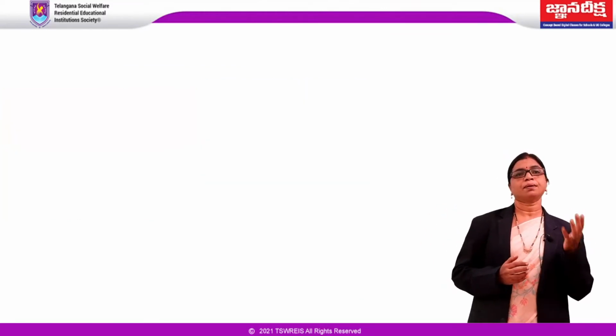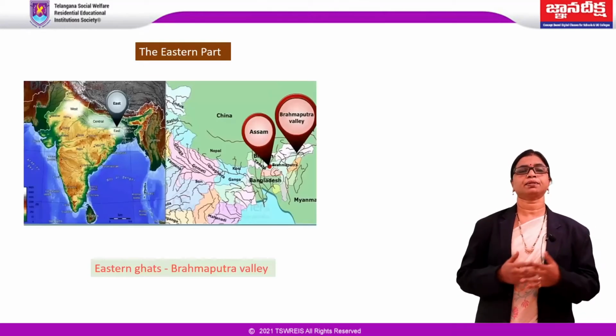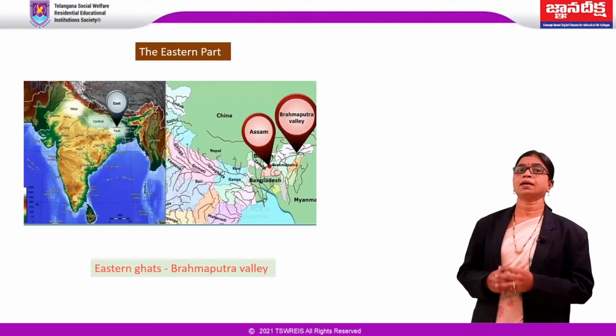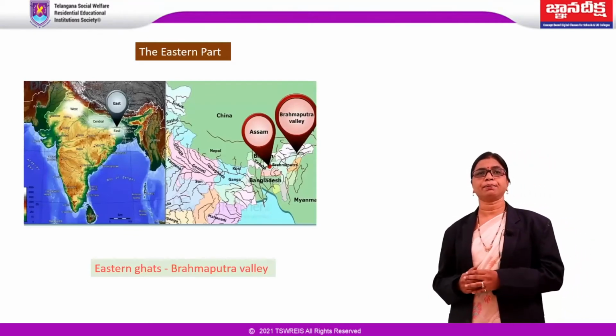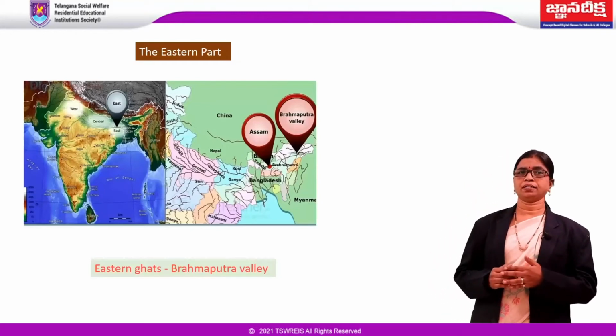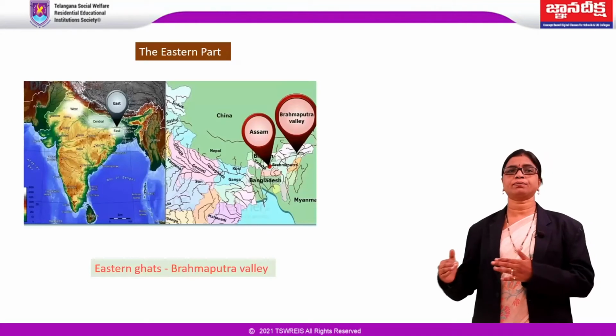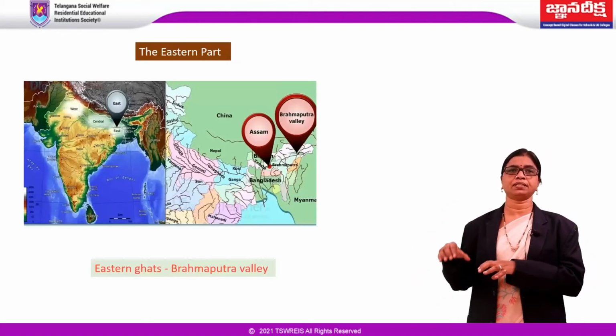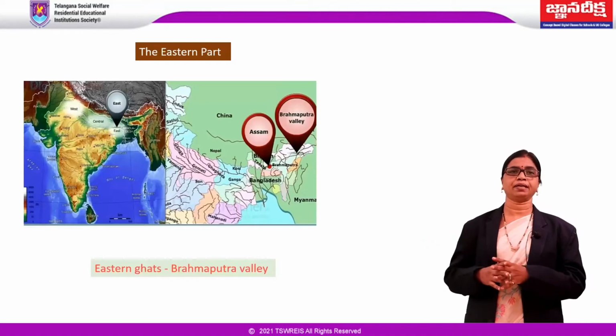The eastern part mainly exists in the Brahmaputra Valley of Assam. Apart from forming the Indo-Gangetic Plains, the rivers flowing from the Himalayas caused deposition of gravel and pebble sediments leading to the formation of a narrow belt.